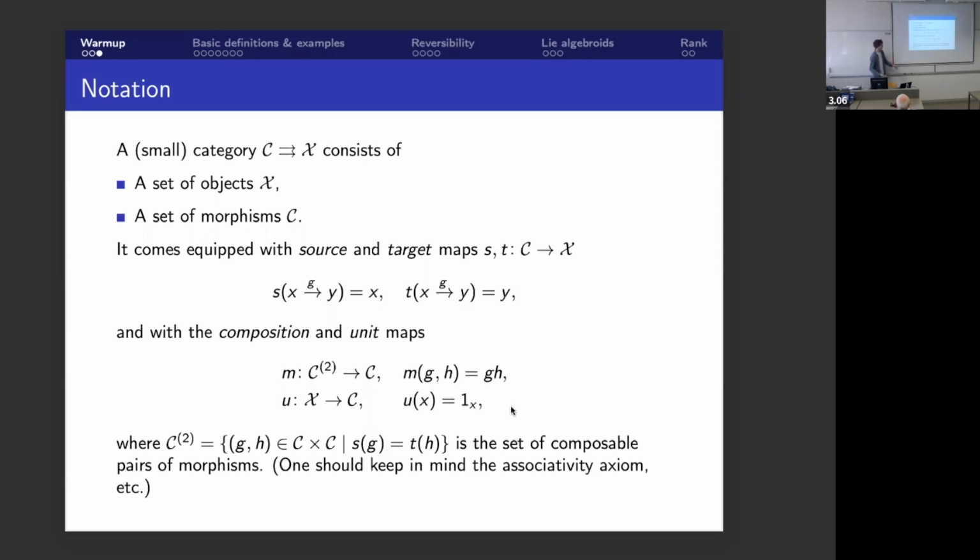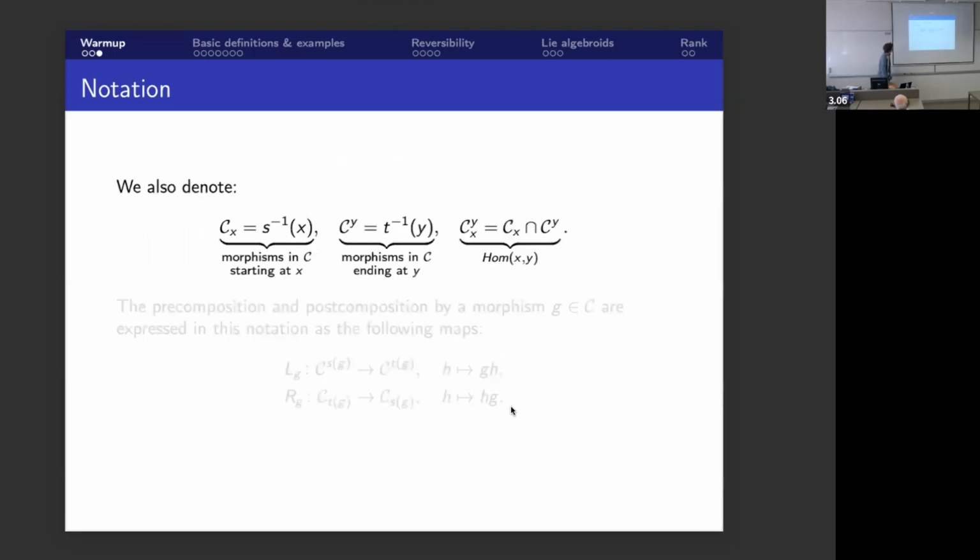Of course, I'm not giving you all of the details regarding the category. One should keep in mind the associativity axiom, for example, and that if I multiply G with the appropriate unit, I again get G, where G is a morphism, right?